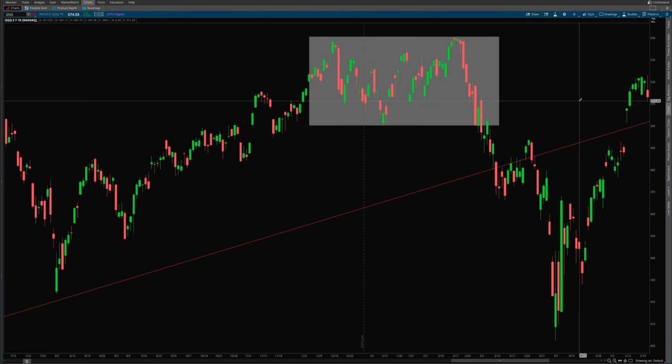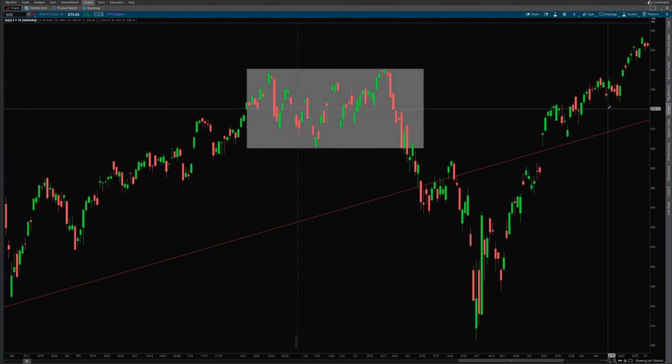And then we have the markdown phase. It's where we see a breakdown of price, lower highs, lower lows in the price. Very useful for understanding long-term trends, and especially in the indexes, you will see this process happen over and over and over again.